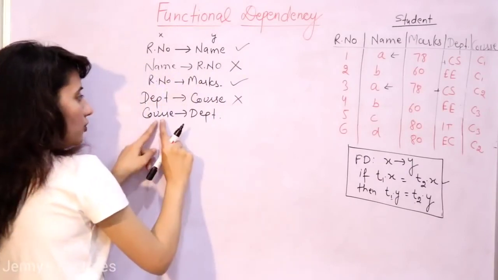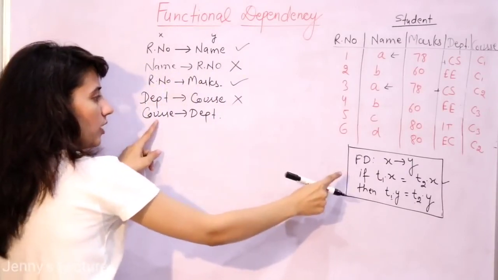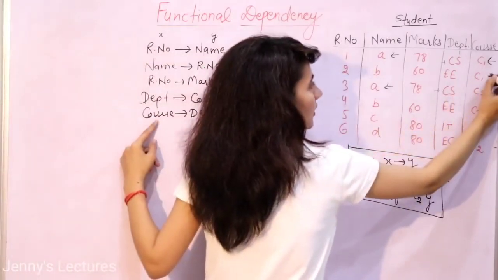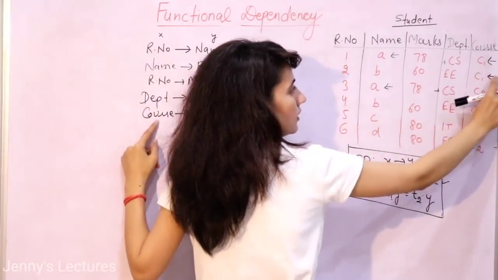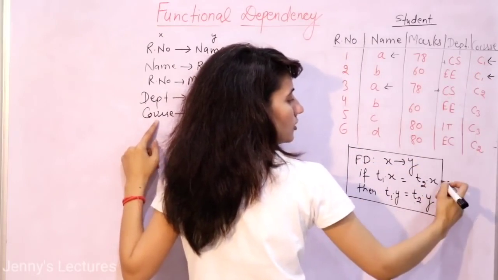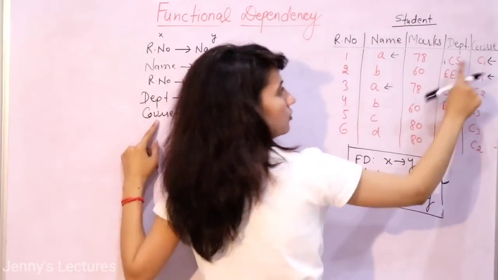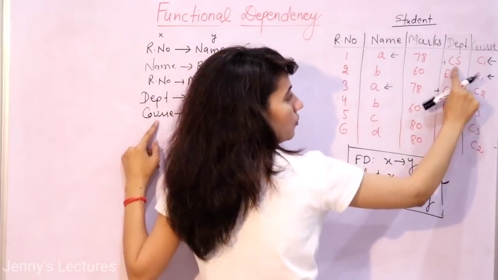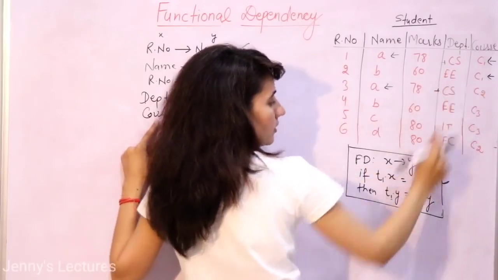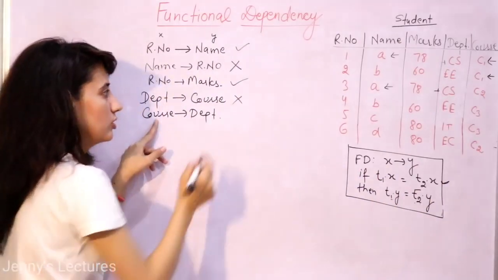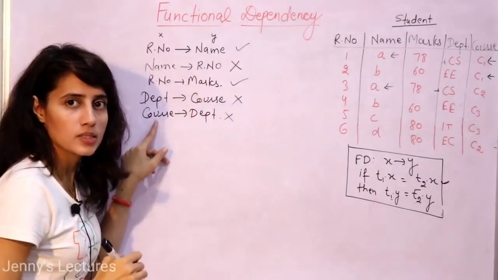Same you can check. Now this is x, this is y using this formula. Now take these two tuples T1 and T2. T1.x is C1, T2.x is C1. So this condition is true. If this is true, then you will check the y value. Now T1.y is CS, T2.y is EE. Now this is not true because these are not same. So this cannot be a functional dependency.